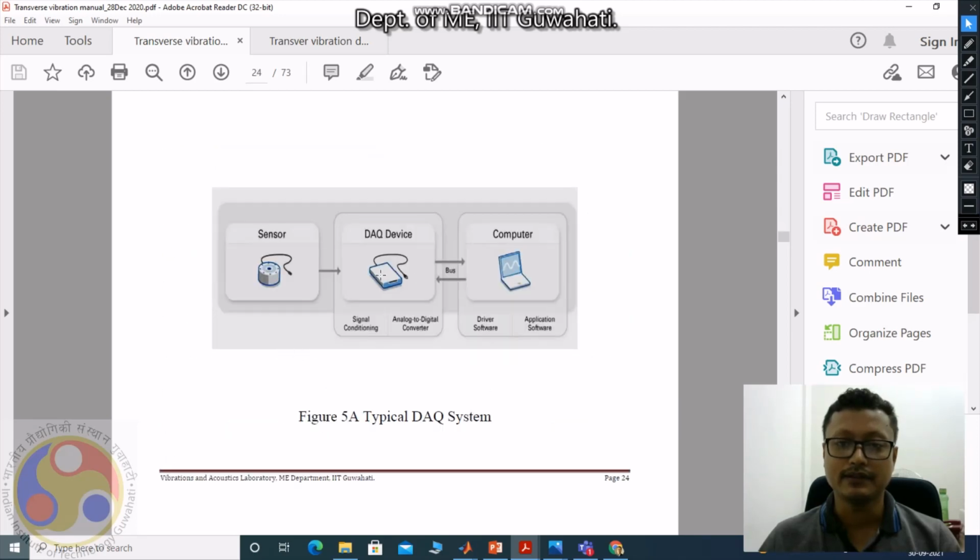From the data acquisition system, one sensor is connected. This is the sensor, and this is the data acquisition system. This is the NI, National Instruments, data acquisition system, and we are using one PC to collect those signals.